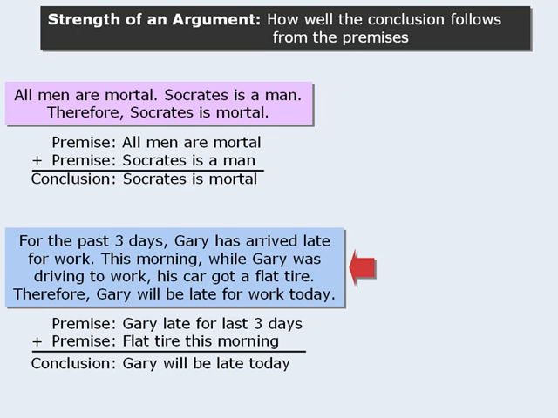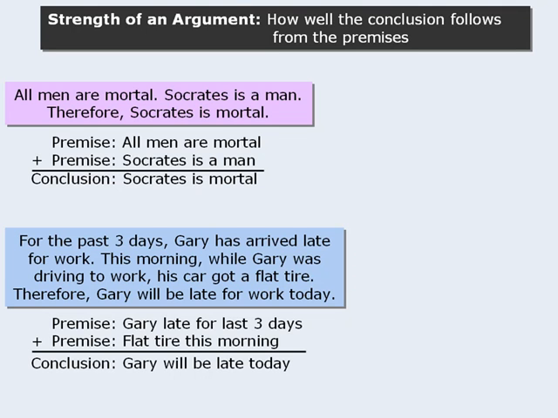If it's true that Gary has been late for the past 3 days, and Gary's car got a flat tire on the way to work today, how well does it follow that Gary must be late for work today? Well, it seems likely that Gary will be late, but I'm not as certain about this conclusion as I am about the conclusion regarding Socrates. So while the Gary argument might be somewhat strong, it's not as strong as the Socrates argument.